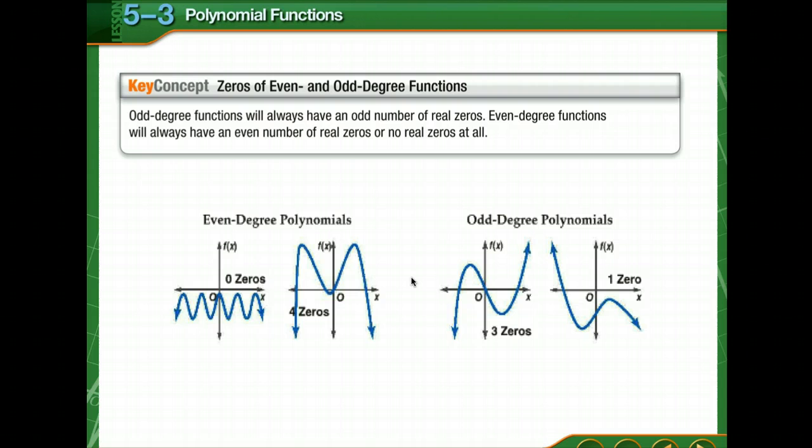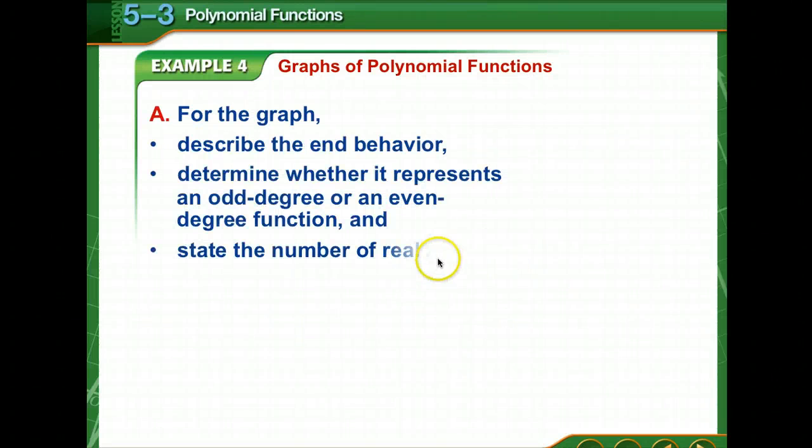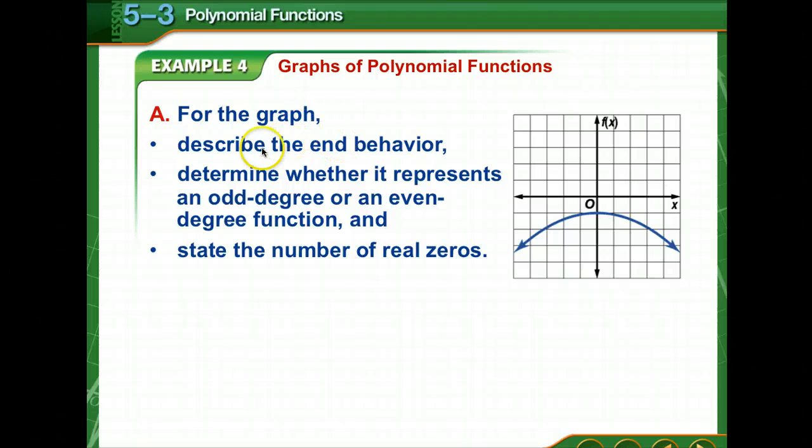The number of real zeros of a polynomial function can be determined by examining its graph. Recall that real zeros occur at x-intercepts, so the number of times a graph crosses the x-axis equals the number of real zeros. So we're going to look at the graph, and there's several things we're going to do. We're going to describe the end behavior, we're going to determine whether it's an odd or an even function, and we're going to state the number of real zeros.